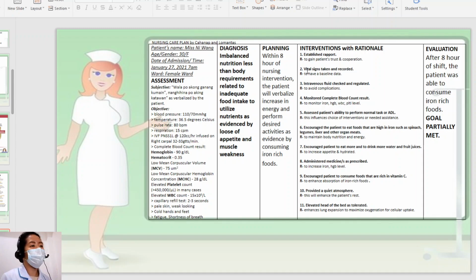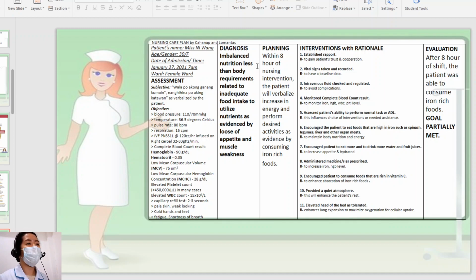Complete blood count result: hemoglobin 90, hematocrit 0.35, low mean corpuscular volume 75, low mean corpuscular hemoglobin 28, elevated platelet count more than 450,000, elevated white blood cell count 15 times 10 raised to the power of 9, capillary refill test 2 to 3 seconds, pale skin, weak looking, cold hands and feet, fatigue, shortness of breath noted.